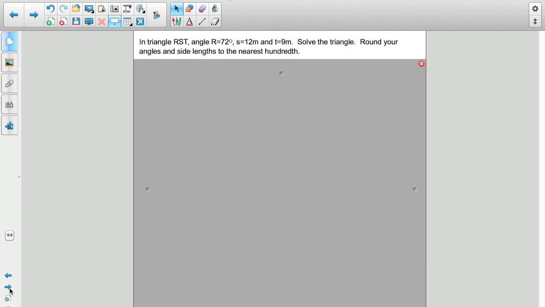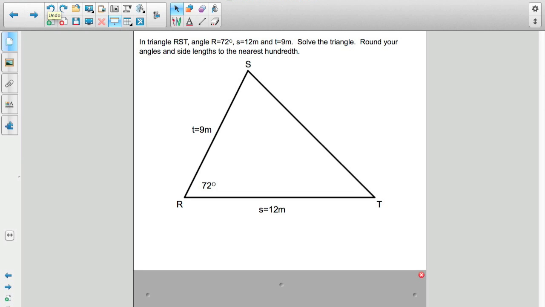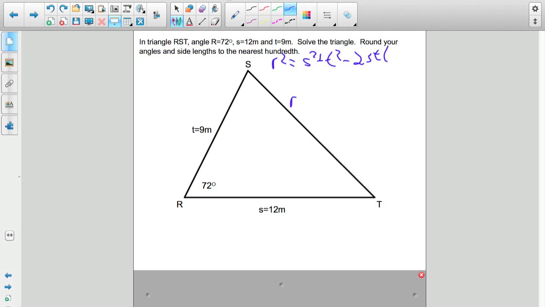To try to solve this problem by yourself, press pause now. Hopefully you came up with a triangle that looked like this. So basically what we need to do is solve for r. So r squared is equal to s squared plus t squared minus 2st times the cos of r. So r squared is equal to, s is 12.